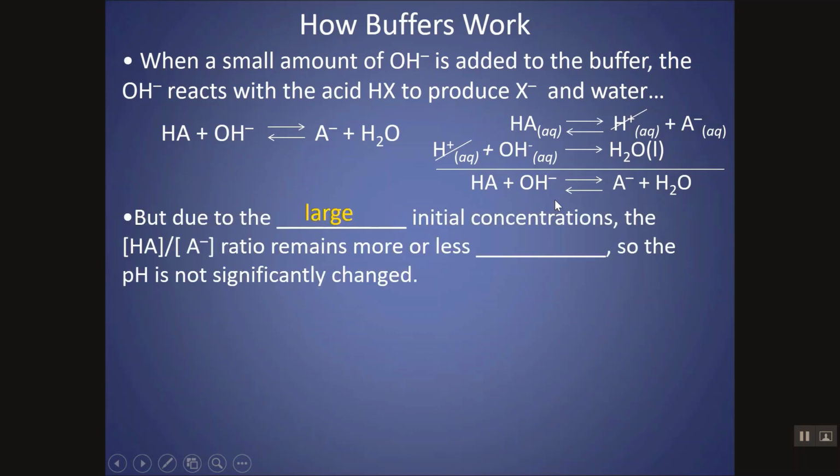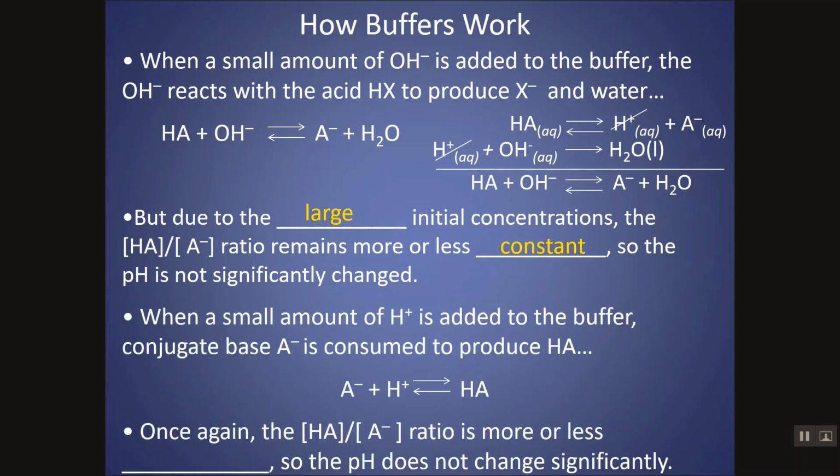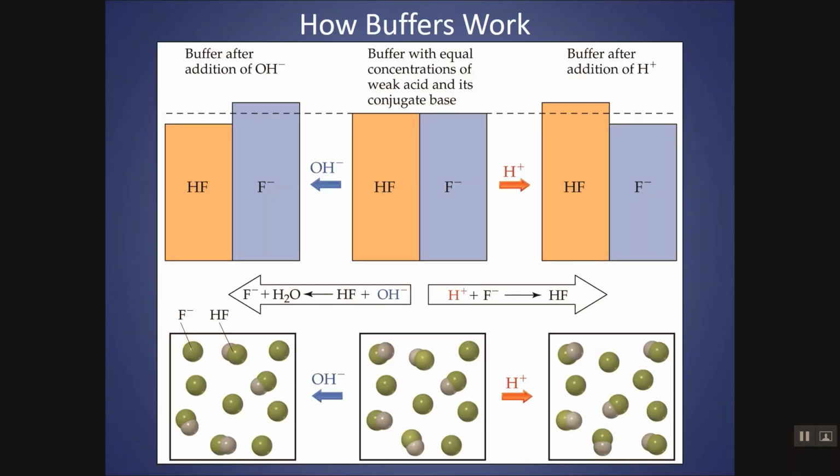Again, the takeaway here is you want pretty large initial concentrations, so that you have a large buffering ability, so that even if you add more acid or add more base, you still have a roughly equal amount of acid and conjugate base, so that ratio won't change very much, and vice versa. So what do I mean by this? Let's look at this in more of a visual.